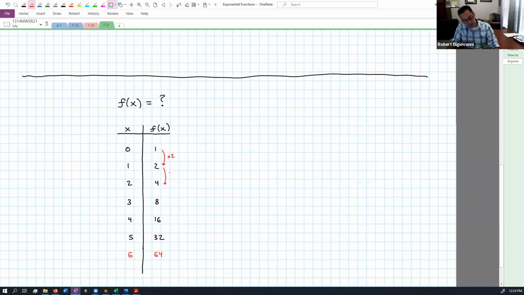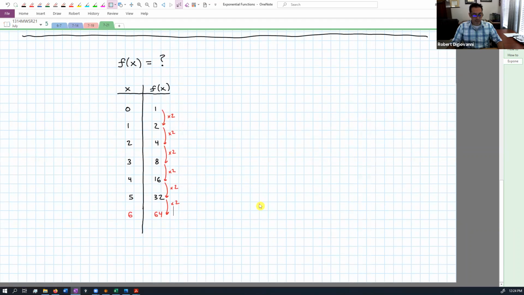Jump here, 2 times 2 is 4. Take 4, multiply by 2, you get an 8. Multiply that by 2, you get 16. Multiply that by 2, you get 32. Multiply that by 2, you get 64. Understand? Well, that's great. But now let me ask you this. What would you get if you plug 13 in?